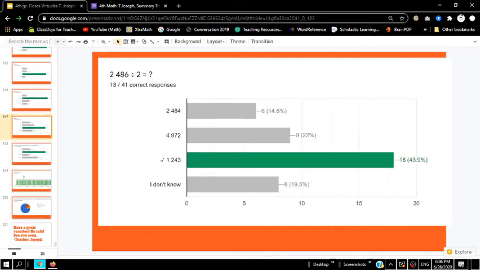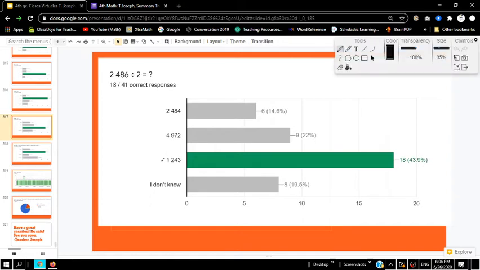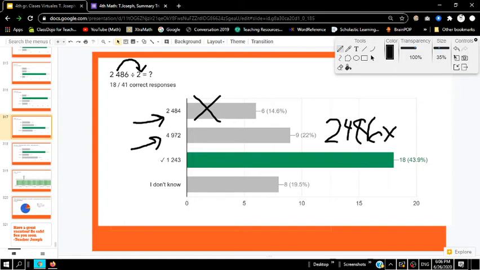The next problem says 2,486 divided by 2. Well, let's look at our answers. This first one doesn't make any sense because we have to change the number in some way, right? By dividing. So that's obviously not correct. And this one is multiplying, right? If we multiply 2,486 times 2, we would get that answer, I believe. So the only answer that really makes sense is this one.